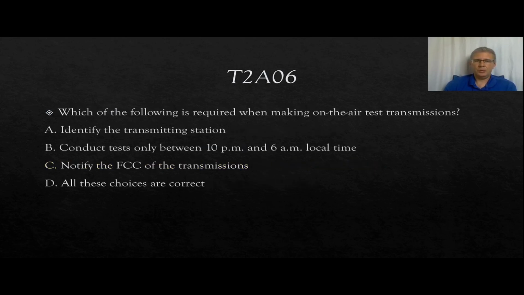Question 6. Which of the following is required when making on-the-air test transmissions? A, identify the transmitting station. B, conduct tests only between 10 p.m. and 6 a.m. local time. C, notify the FCC of the transmissions. Or D, all of these choices are correct. And the correct answer is A, identify the transmitting station.